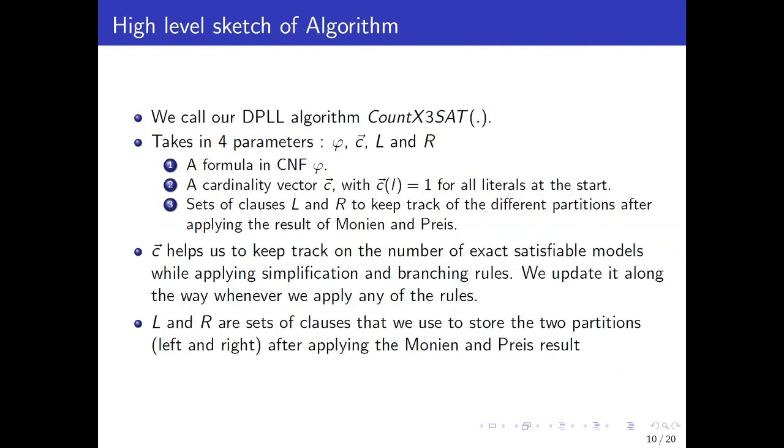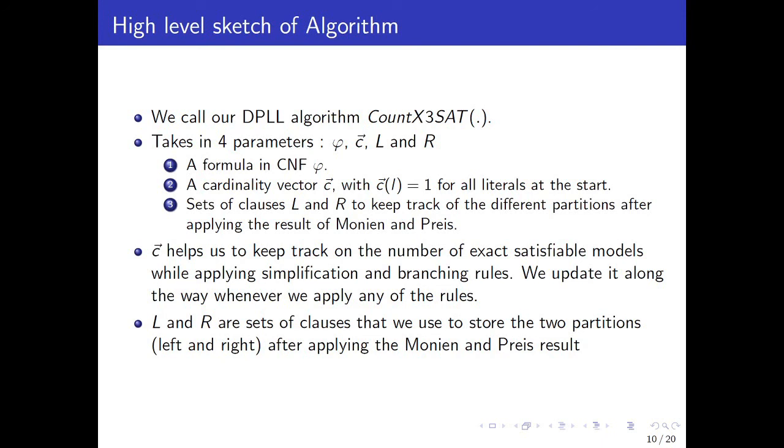So next, here is where we'll give a high level sketch of our algorithm. We call our DPLL algorithm, or branching algorithm, CountX3SAT, and basically it takes in 4 parameters: the propositional formula phi, cardinality vector C, and two sets L and R. The cardinality vector C has all the literals set to 1 at the start. The sets of clauses L and R are there to help us keep track of the different partitions after applying the result of Monien and Preis.